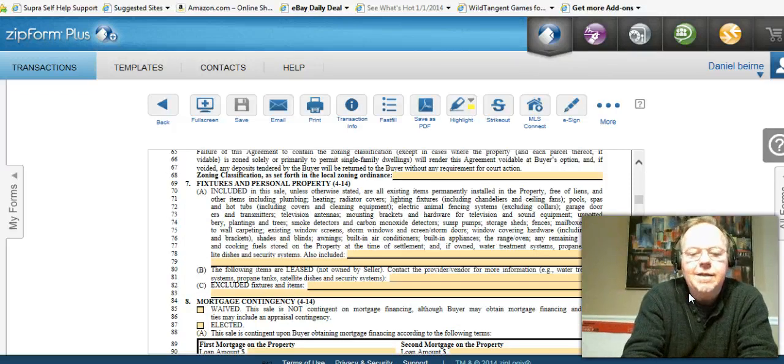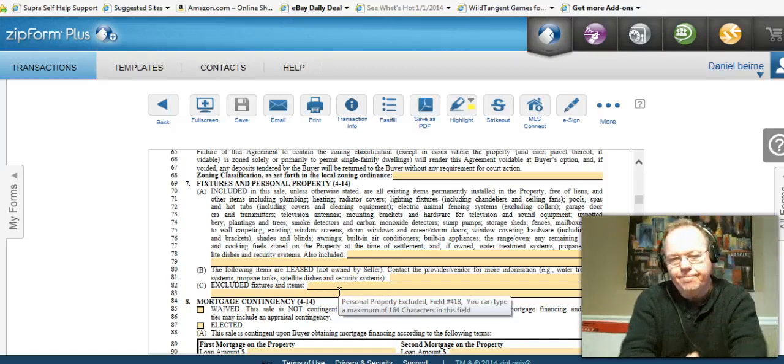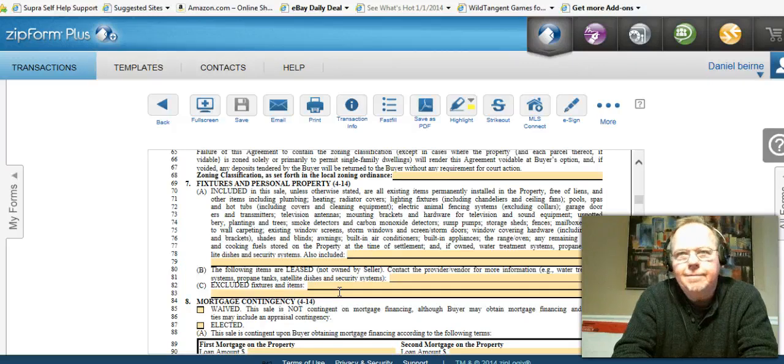Then if you're going to exclude something, say potted plants, things that are attached to the property like door knockers with the seller's name on it, light switch covers, lots and lots of things that people want to take with them when they move, you want to put that right in here and have the included and the excluded things right where they need to be.